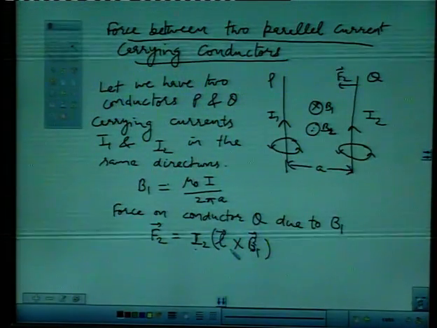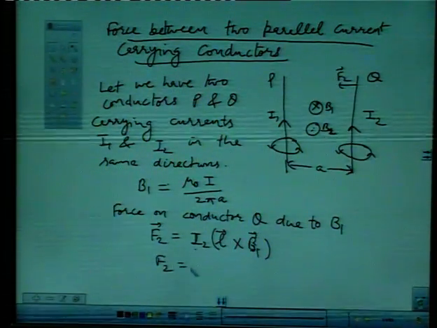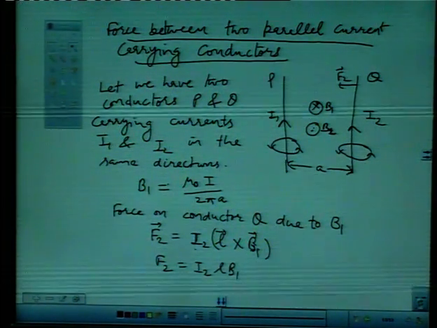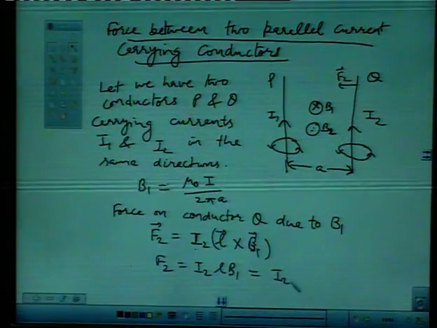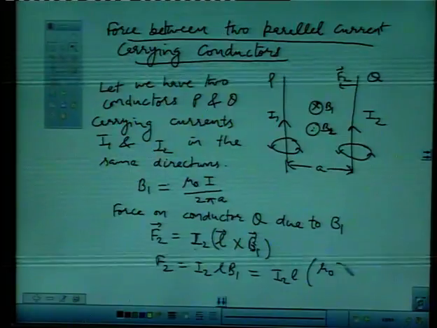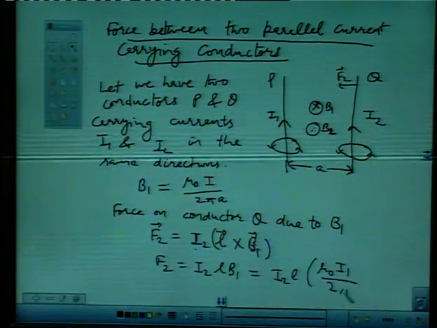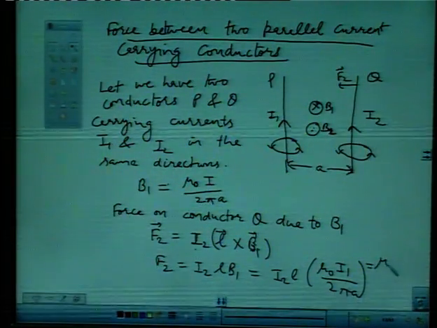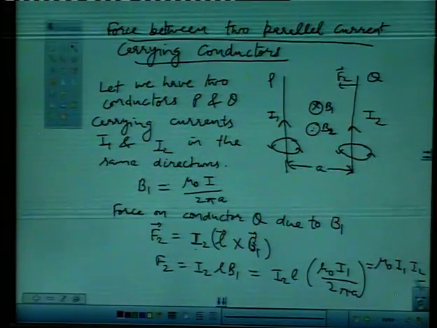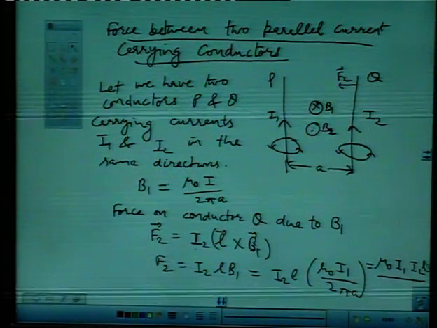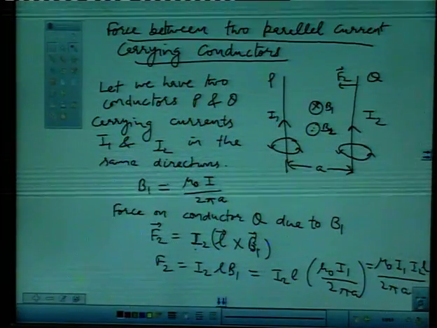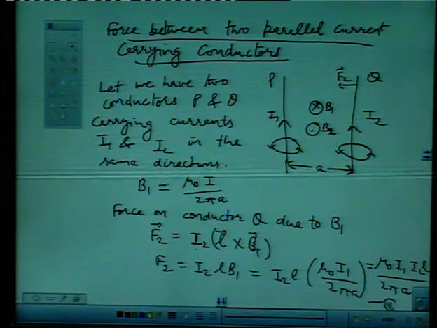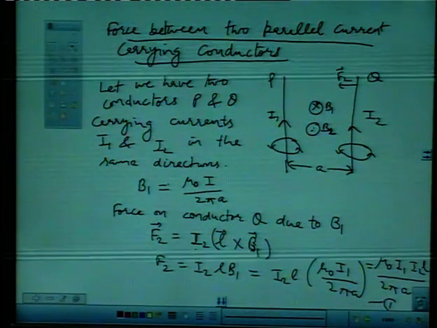So L and B1 are perpendicular. We have F2 is equal to I2 L B1. Putting the value of B1, we have I2 L mu naught I1 upon 2 pi A. This is equal to mu naught I1 I2 into L upon 2 pi A. So this is the force acting on the second conductor, F2.